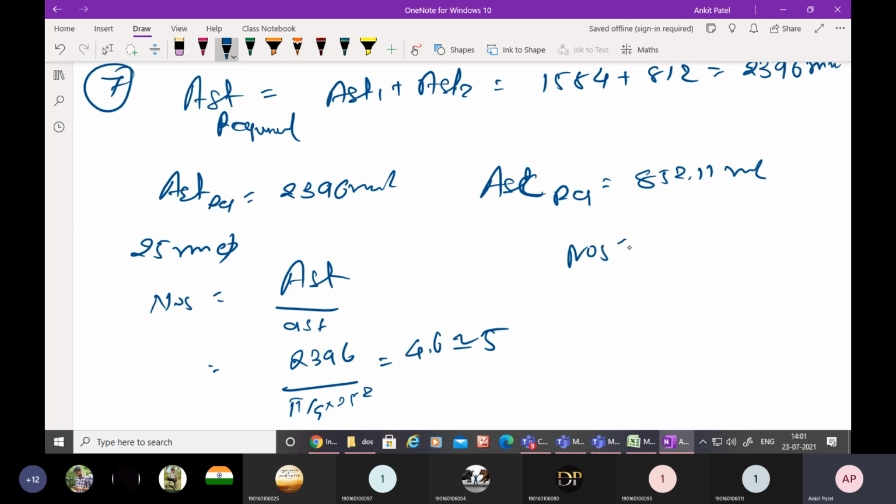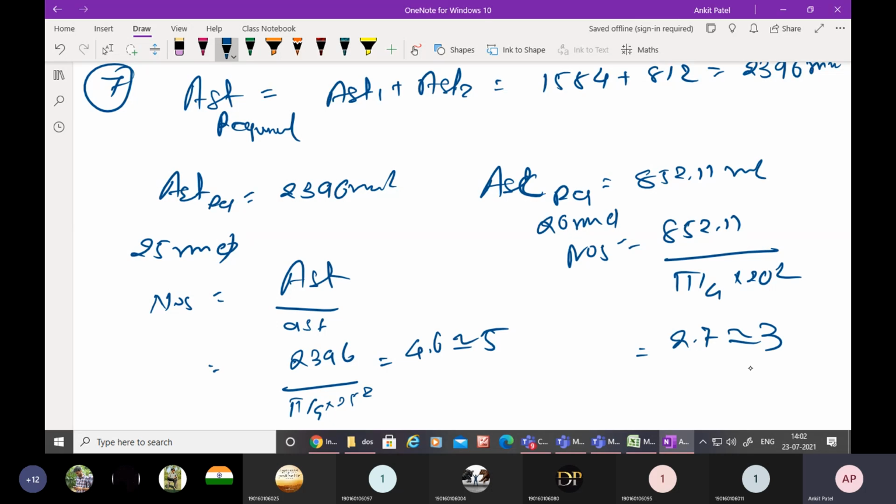In the same way over here you can find out 852.11 divided by, right, now assume for this 20 mm dia bar. So this is pi by 4 of 20 square. So you will be able to get the answer, approximately 2.7 something. So we can provide 3 bars.